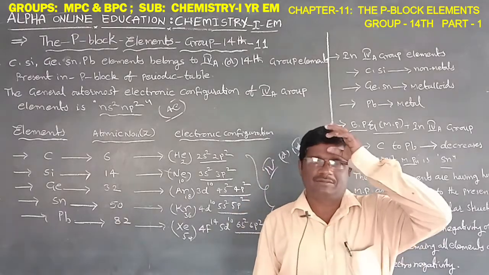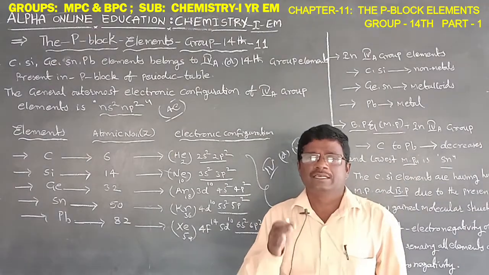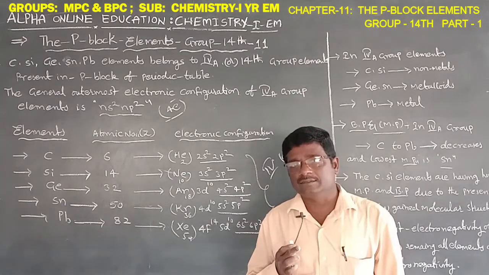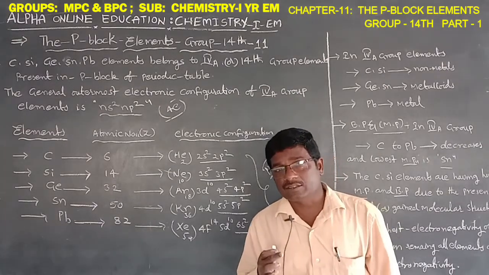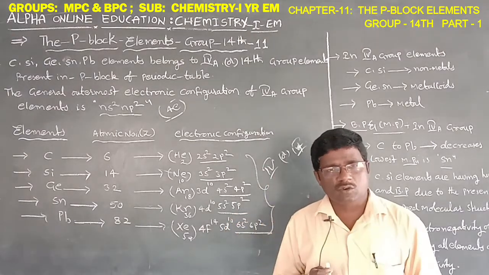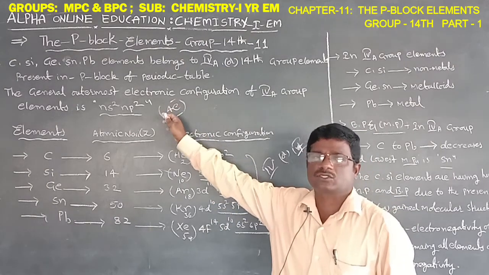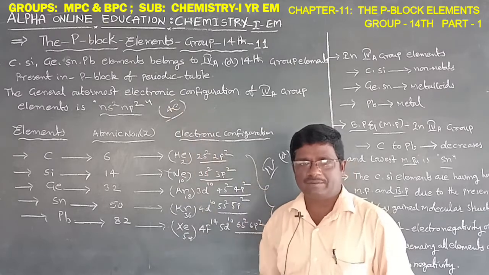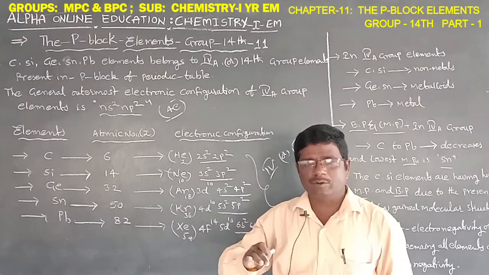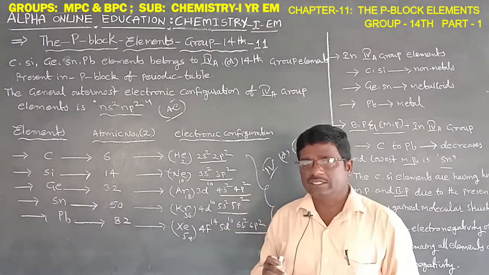Once again, the differentiating electron entering into the p orbital is called p block elements. In the 4A group elements, the differentiating electron enters the p orbital of the outermost shell, so they are also called p block elements. The 4A group elements are carbon, silicon, germanium, tin and lead, belonging to 4A or 14th group elements. Those elements present in the p block of the modern periodic table are called 4A or 14th group elements.